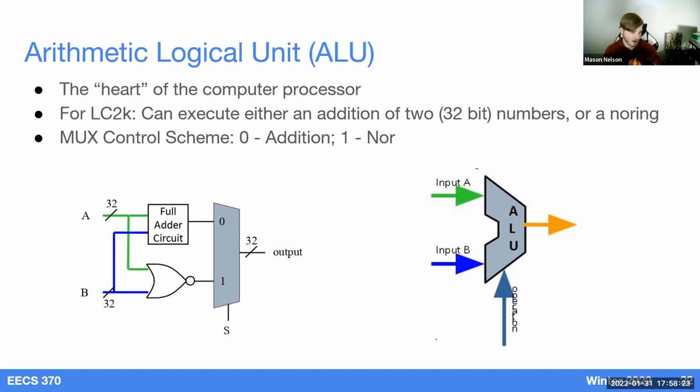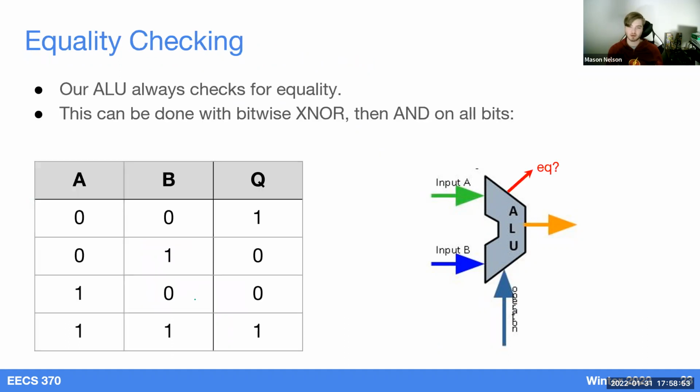For an LW or an SW, we still need to do 16-bit addition to know what memory address we're going to be accessing, either to load from or to store to. So we'll use the operation 0, meaning this top input to the mux, the addition, or we might do 1 for our NOR to select which operation we need. So that's our ALU.